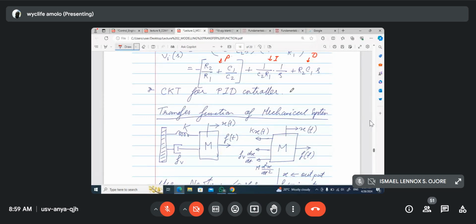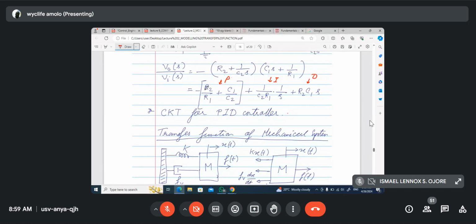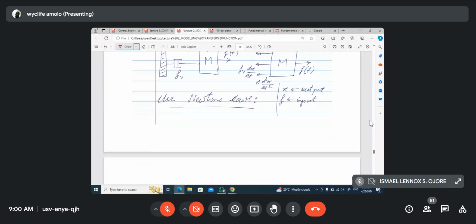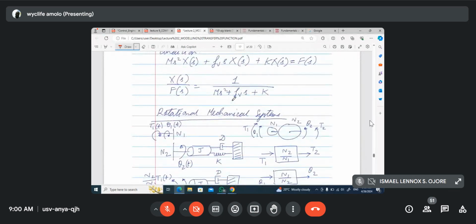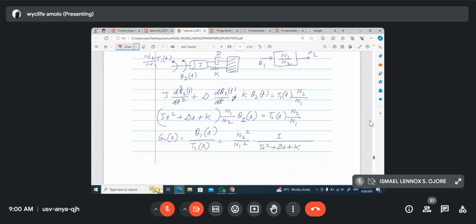Normally this one only consists of additions of two, but it's always the proportion of this giving a negative part. So all these things summed up will be able to give you a PID controller circuit. But this one, if you have done it before, you have done all these things.